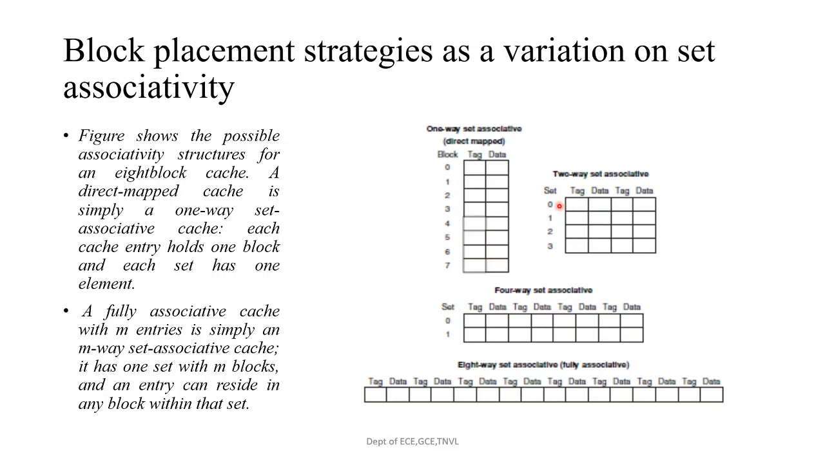If you see here, set 0 has two blocks. This is tag, data, and set 1 has two blocks, and set 2 has two blocks, and set 3 has two blocks. Similarly, four-way set associative means each set has four blocks, and eight-way associative means each set has 8 blocks. So the total cache size is 8, hence we have only one set which has 8 blocks.